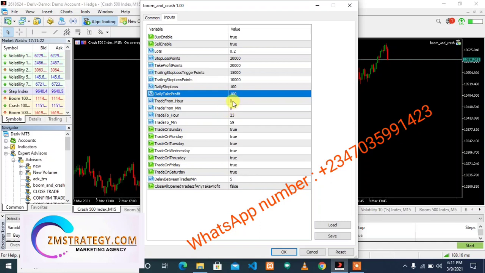Maybe you want the robot to trade from, let's say, 3 a.m. in the morning to 10 p.m. in the night. So you can do the setup here. You can set the time here in hours and in minutes, just like that.